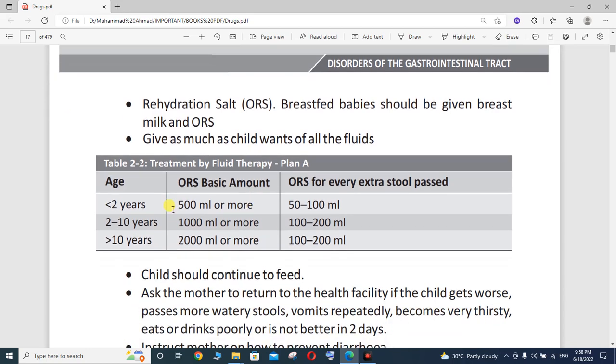Look at this table, number 2, treatment by fluid therapy plan A. If the age is less than 2 years, the ORS basic amount is 500 ml or more, and ORS for every extra stool passed is 50 to 100 ml. If the age of the child is 2 to 10 years, the ORS basic amount should be 1000 ml or more, and the ORS for every extra stool passed is 100 to 200 ml.